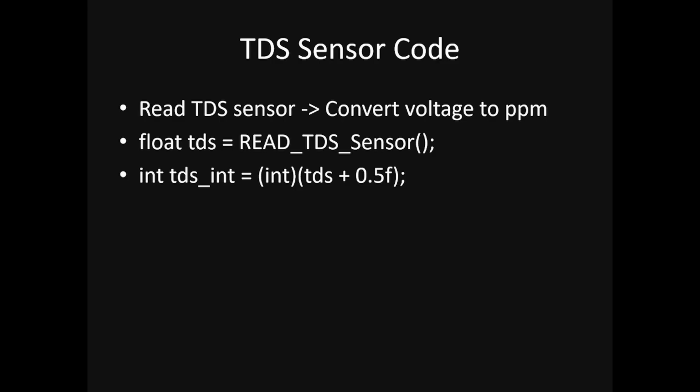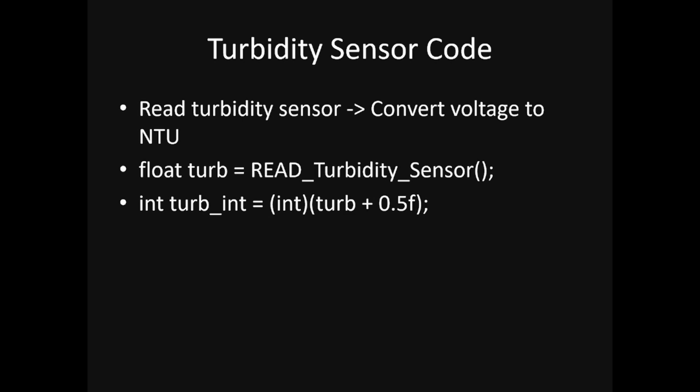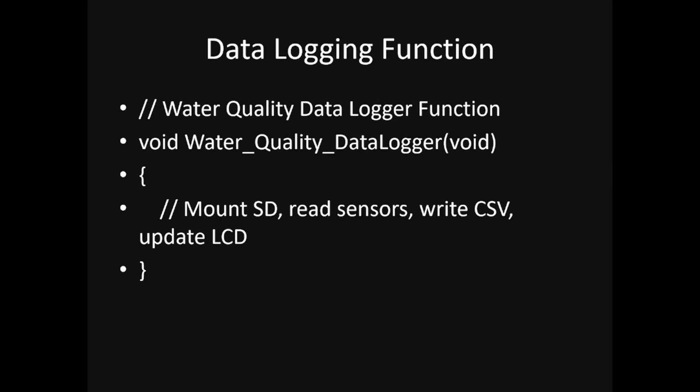So the TDS sensor basically measures the TDS, and the turbidity sensor measures how cloudy the water is, right? And now this data logger function. So this is the main core part of today's video.